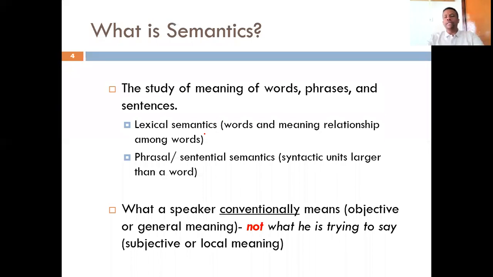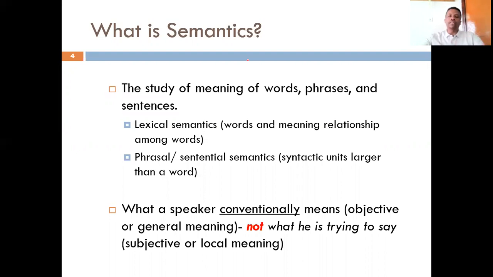So the question in semantics is this one. It is the study of the meaning of a word, a phrase, and a sentence, okay? So semantics is about meaning. So meaning is not going to be confined to a single morpheme. It won't even be confined to a single word. It won't be confined to a phrase or a sentence. So meaning can be derived from many different levels of language representation.